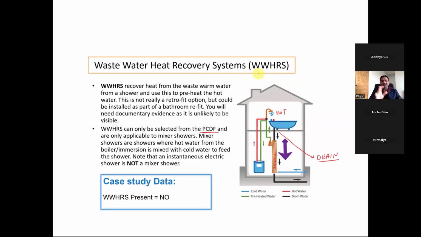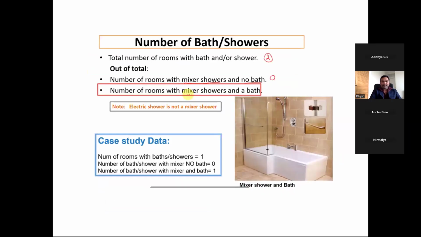There will be slight variation between India and UK, but I'm more focusing on UK based. You could relate it with the Indian system, how that works over there as well. Again, these are all for the ratings wherein the number of bath showers would be considered.